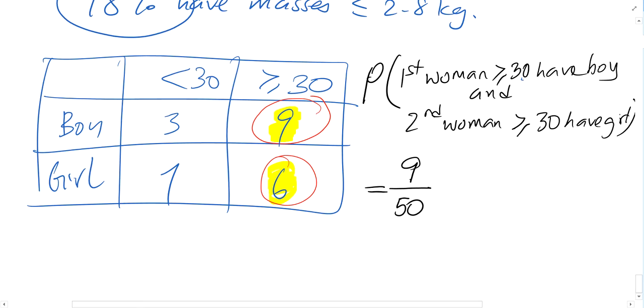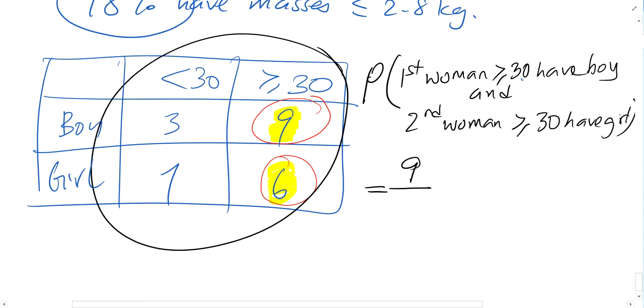Is it 50? Who told me 50? Or 15? It is out of all the women because all of them can be selected. So total how many women? 25.